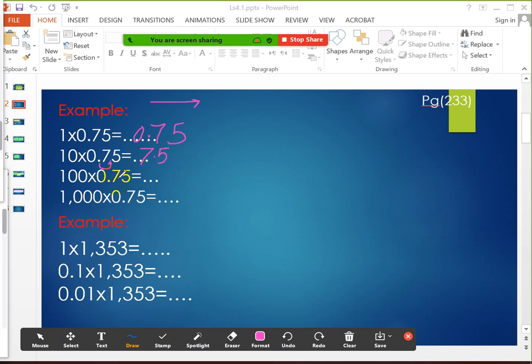Now, the next one. 100 multiplied by 0.75 hundredths. Now, I want to move the decimal point to the right side, with the number of digits equal to the number of zeros. That means I have here 2 zeros, so I have to move the decimal point 2 digits to the right side. So it will be right here.